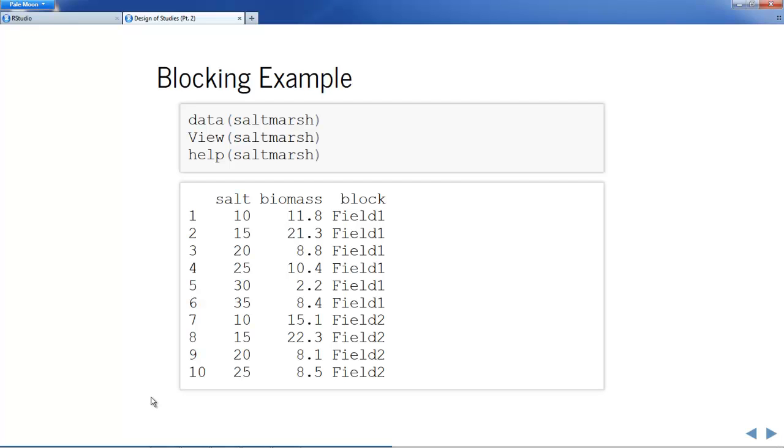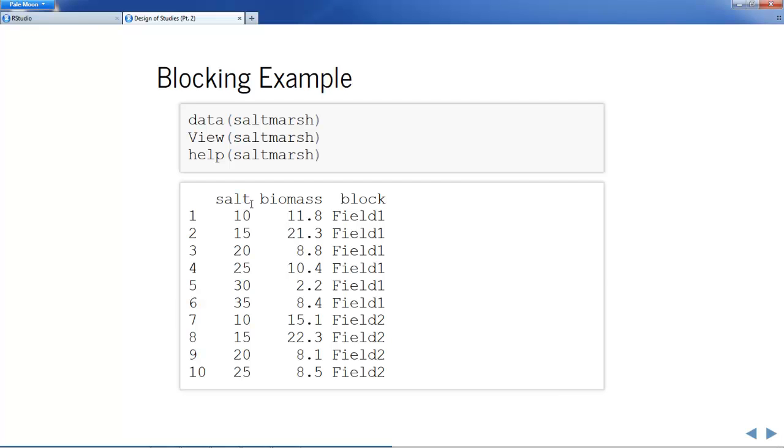Each row corresponds to a little plot of land at an agricultural research station. And the first column gives the amount of salt that was artificially put into the plot. There were 6 possible levels of salinization: 10 parts per million, 15 parts per million, 20 parts per million, 25 parts per million, 30 parts per million, and 35 parts per million. Those were the 6 possible values of salinization.